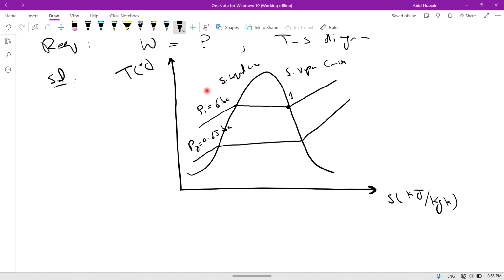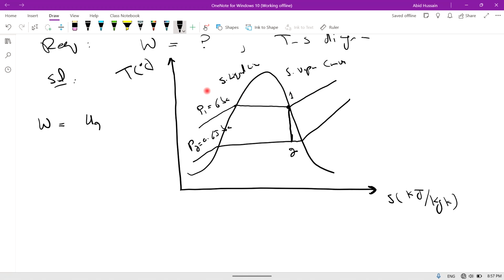When expansion occurs, pressure decreases, and this is a constant entropy line. It means the second point will be on a straight vertical line, so the process is from point 1 to point 2, because in expansion pressure decreases from point 1 to point 2. It means that point 2 will be in the wet region, and point 1 is on the dry saturated vapor line. So we have to first draw the TS diagram, and second find the work done.